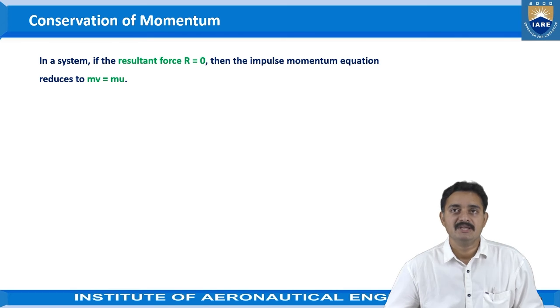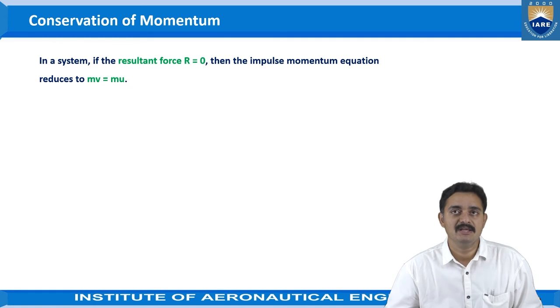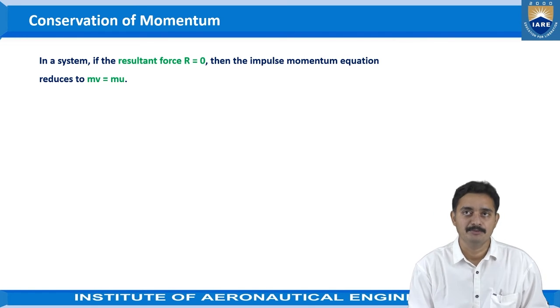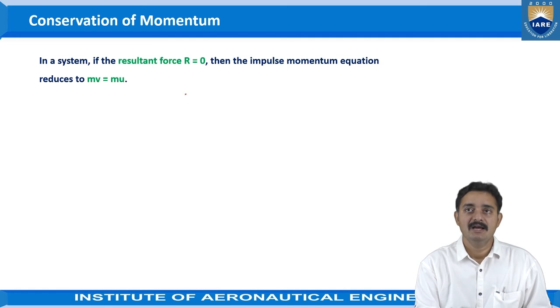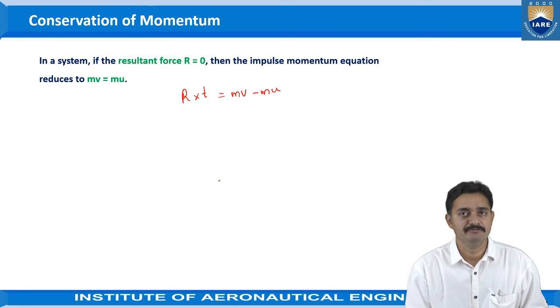In a system, if the resultant force R is equal to 0, then the impulse momentum equation reduces to mv equals mu. Right? How has it happened? R into t is equal to mv minus mu. That is the impulse momentum equation we have.